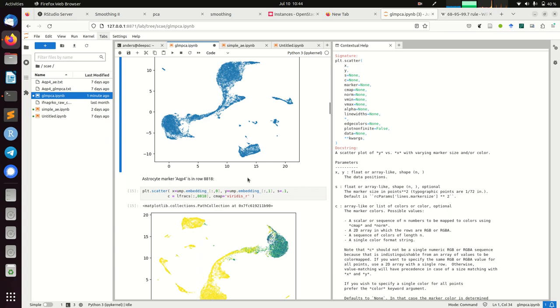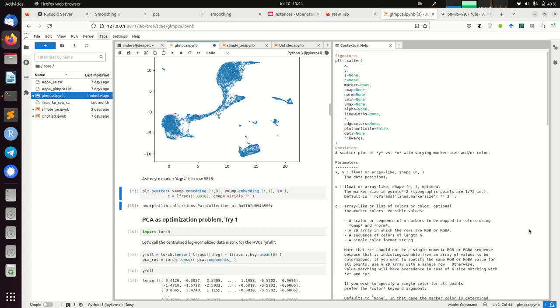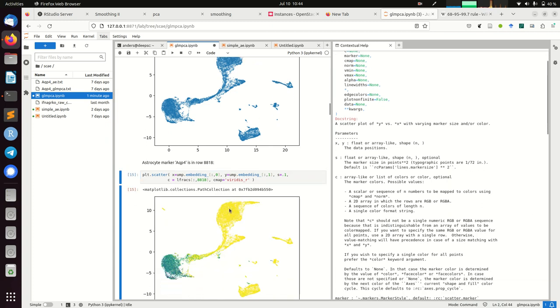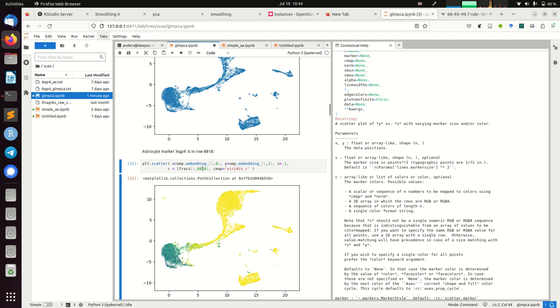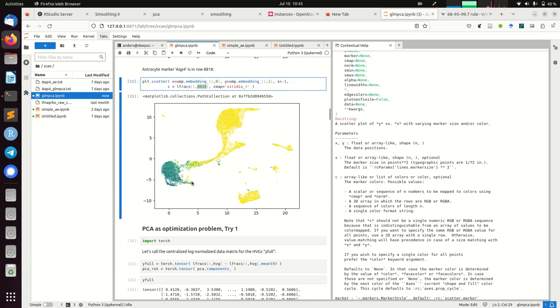And of course, we can look at aquaporin 4. As I said, I was too lazy to look up the gene names. This is why it says here 8818, which is where aquaporin 4 sits. And we get to see here again the stem cells and a lineage over there.